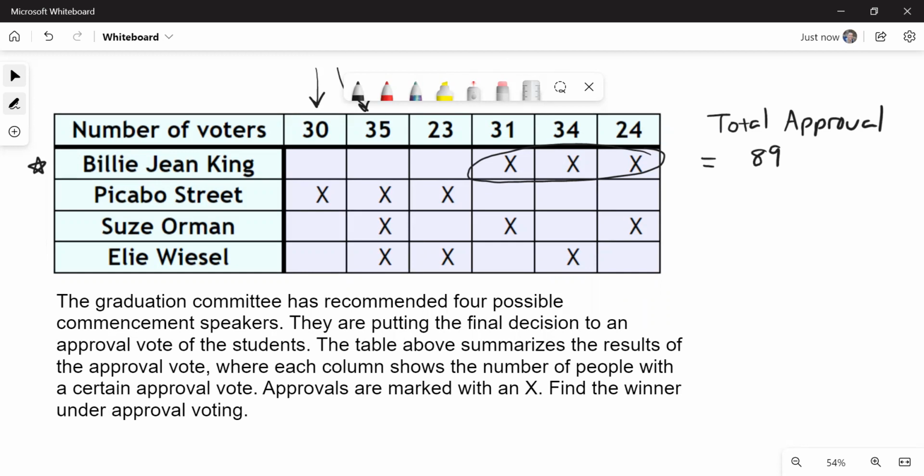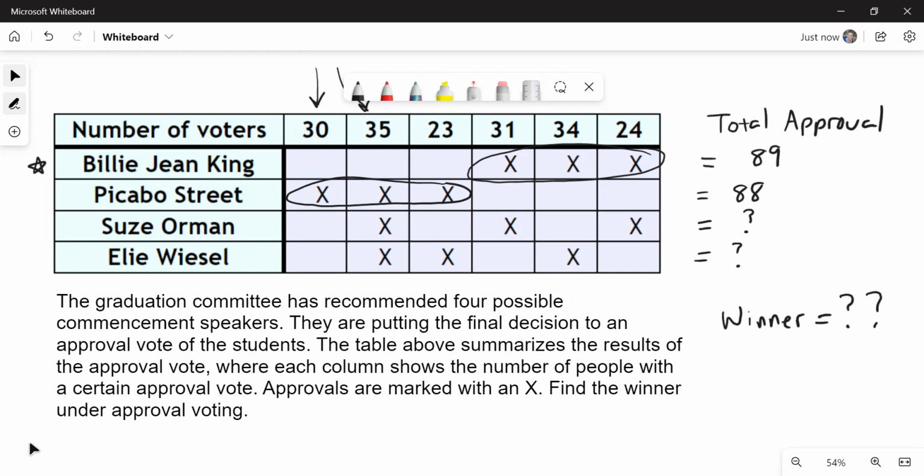Pacaba Street, you would just do the first 3 X's where they get approval. 30 plus 35 plus 23 gives you a total of 88. I'll go ahead and let you figure out the total approval for Suze Orman and the total approval for Ellie Weisel. And then we can use that to figure out our winner. Okay, so who is our winner with the approval voting? I'll pause and let you figure that out.